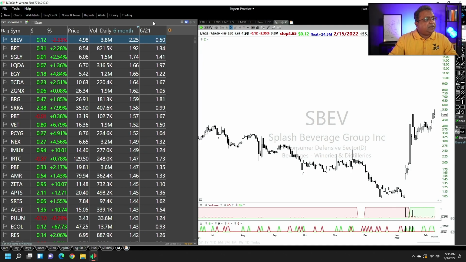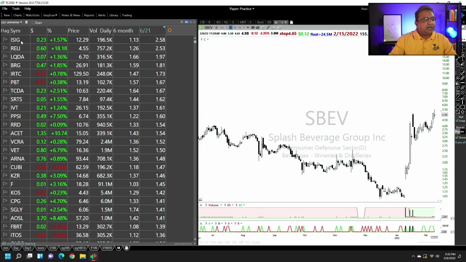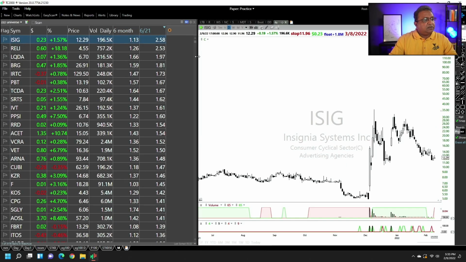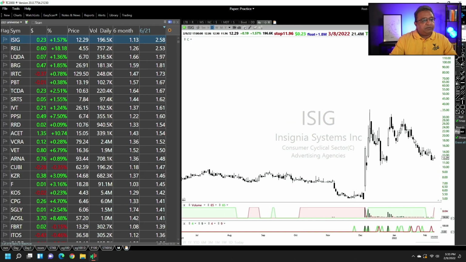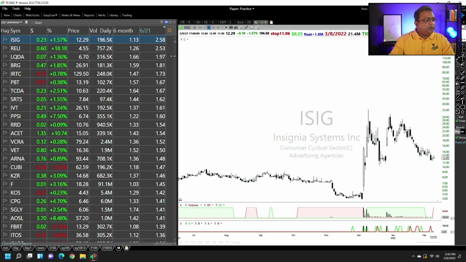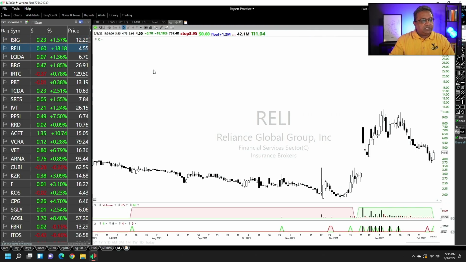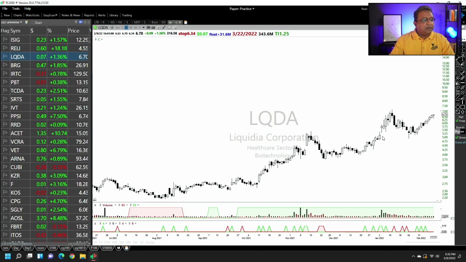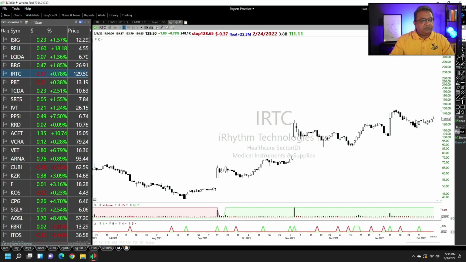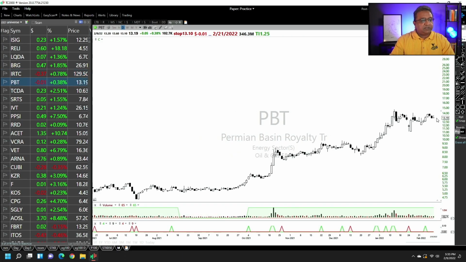If you rank by this particular thing now, you will see that the number 1 ranked stock 1 month ago by 6 months momentum was Insignia, and it had a pullback, right? If you keep going through this list, most of the stocks which had 6 months momentum have pulled back. But some of the stocks which had 6 months momentum are going sideways. So this is a stock which is going sideways, right? Or this stock is going sideways.